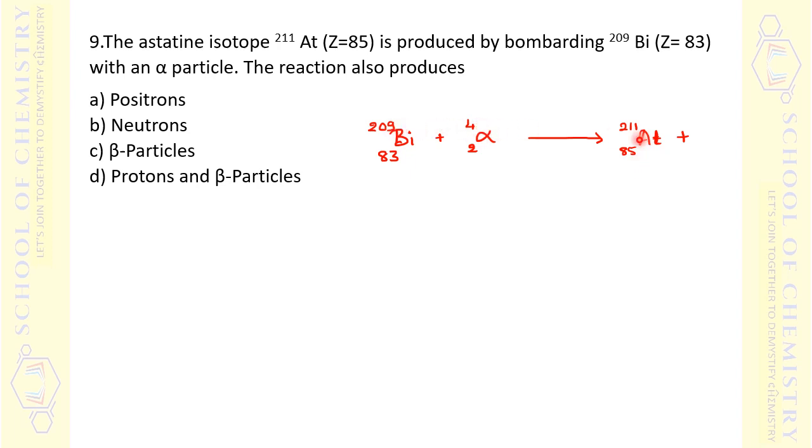209 plus 4 should be 213, but it is 211. So you should get 2 units of mass, and there is no charged particle. That means you should have neutrons in this case. With practice you can do all these things. A neutron has 0 charge and 1 mass, and because of the 2 mass unit difference, 2 neutrons will be ejected in this process. Therefore, when bismuth is bombarded with alpha particles, astatine is produced, along with 2 neutrons, and the answer should be B, neutrons. Similar questions related to this can definitely be asked in different ways, and you need to practice this kind of reactions.